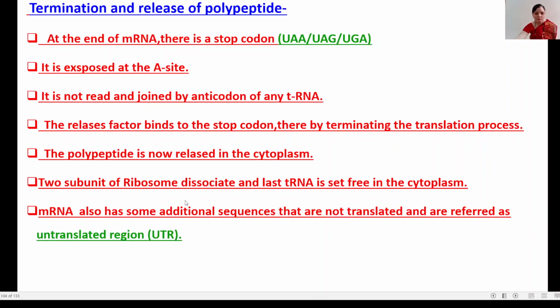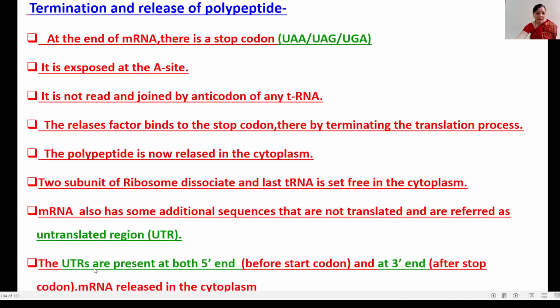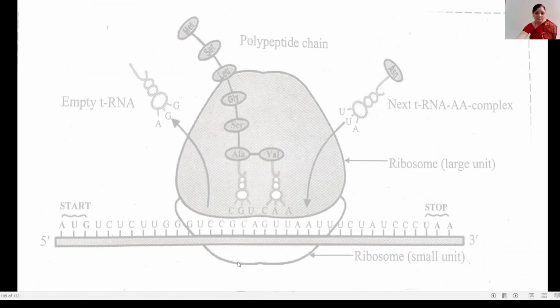mRNA also has some additional sequences that are not translated and are referred to as untranslated regions, UTR. What is the meaning of UTR? Untranslated region. Untranslated regions are present at both ends, that is, at the 5' end before the start codon, and at the 3' end after the stop codon, and the mRNA is released in the cytoplasm.